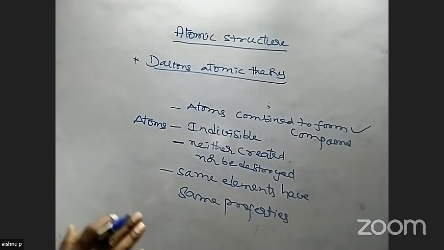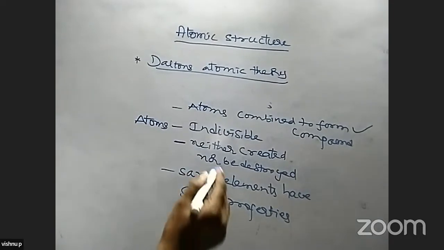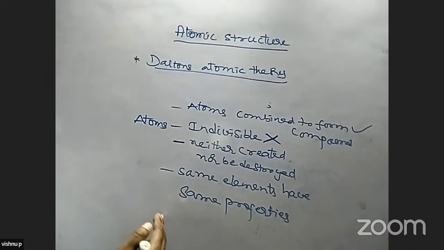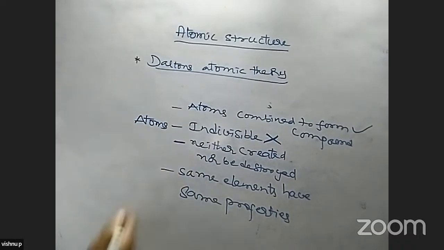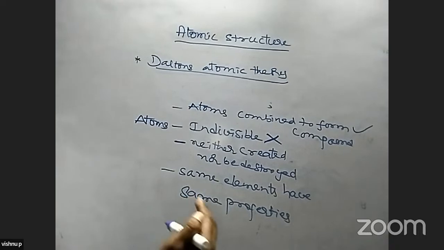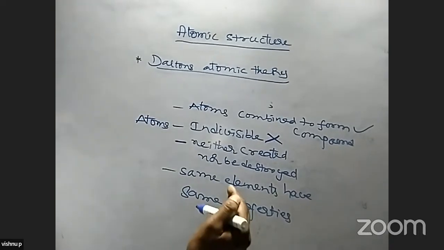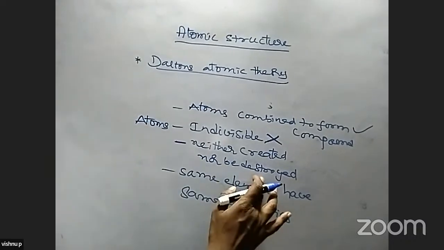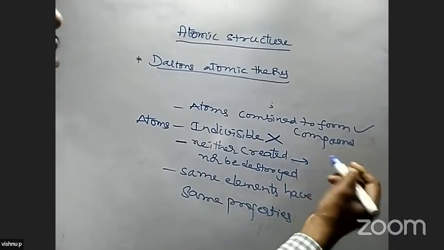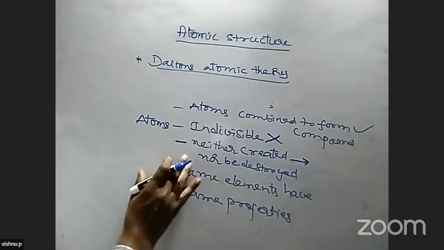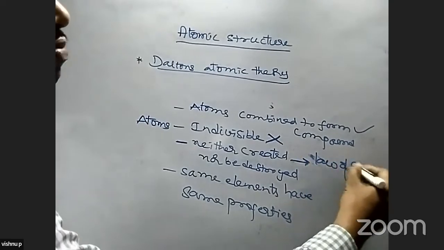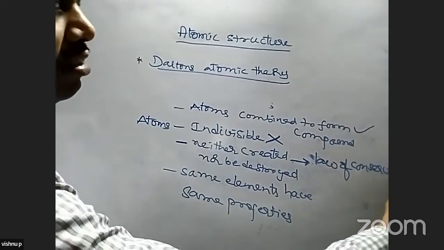But he failed to explain why a chemical bond is formed. One major drawback is that atoms are indivisible. According to the modern concept, atoms are divisible and contain subatomic particles like electrons, protons, and neutrons. Atoms can neither be created nor destroyed, and this is according to the law of conservation of mass.